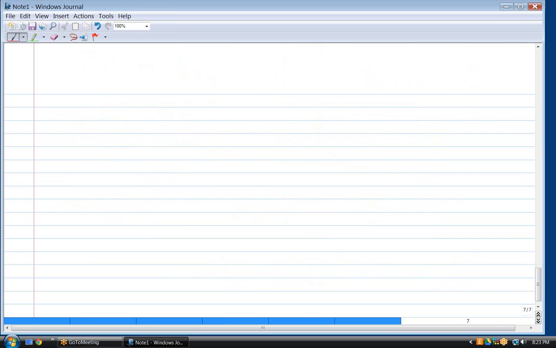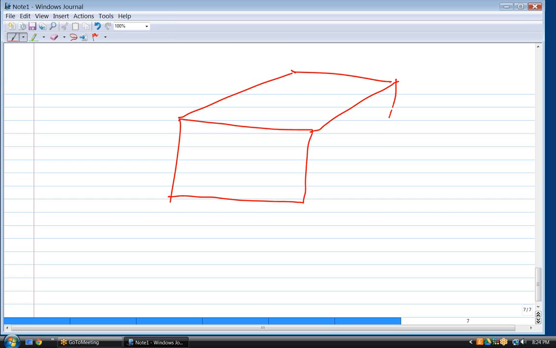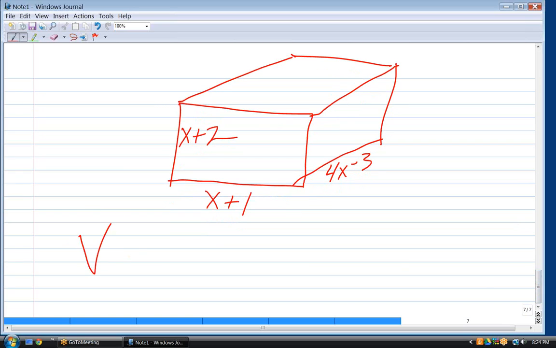Okay, the next one says the shipping container is a rectangular prism. Write a polynomial that represents the volume of the container. So the width is x plus 1 feet. And then going backwards on the bottom, the depth is 4x minus 3 feet. And then going upwards is x plus 2 feet. The volume is going to be what?